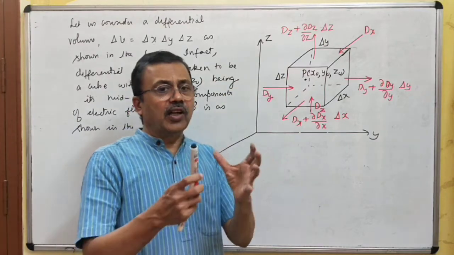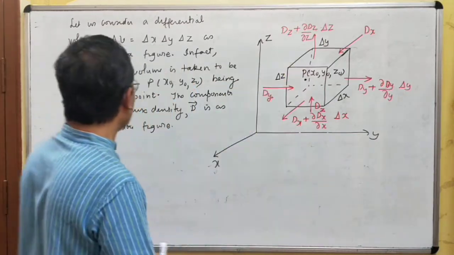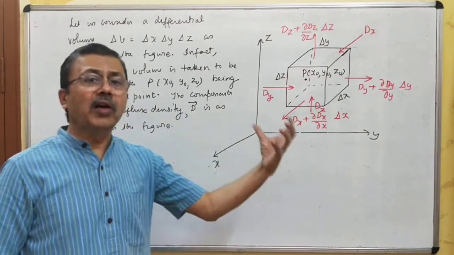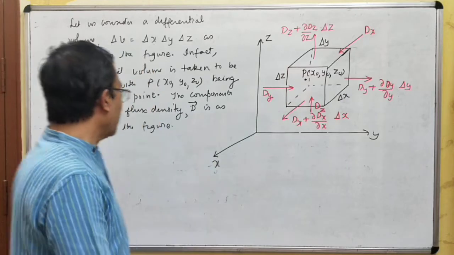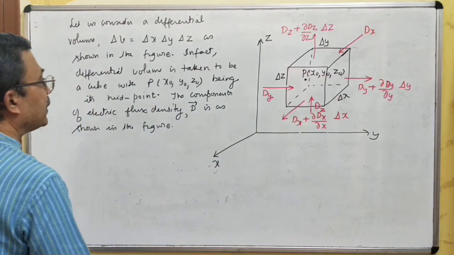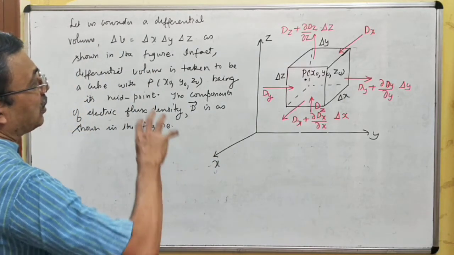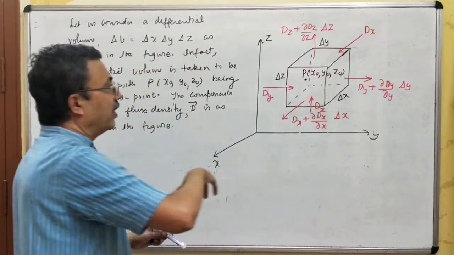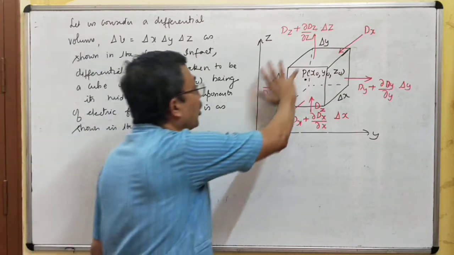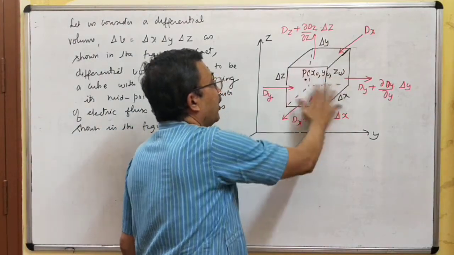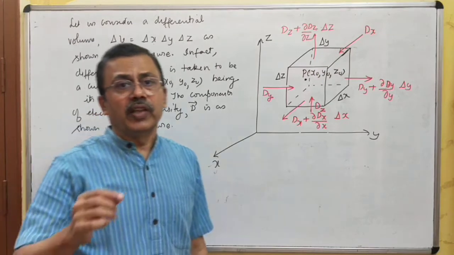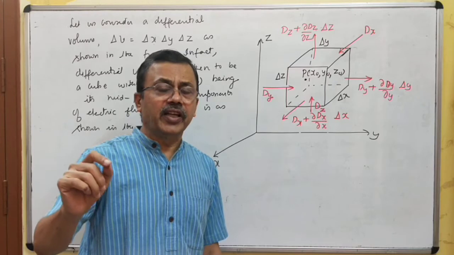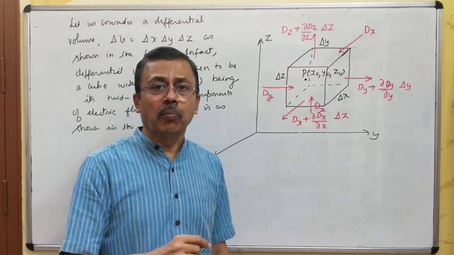So vector D has components as shown in this figure. There are 6 components. Each of the components is perpendicular to one of the faces of the elemental cube. Now I am going to apply Gauss law to this surface. In fact, I want to find the net flux coming out of this elemental volume, with the convention that flux entering is negative and flux coming out is positive.